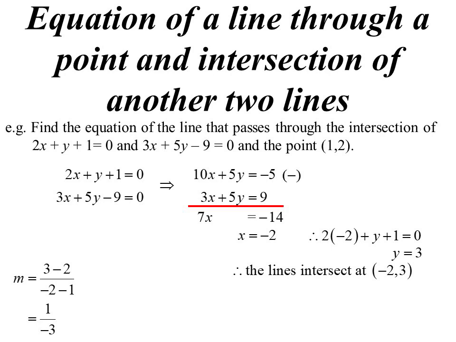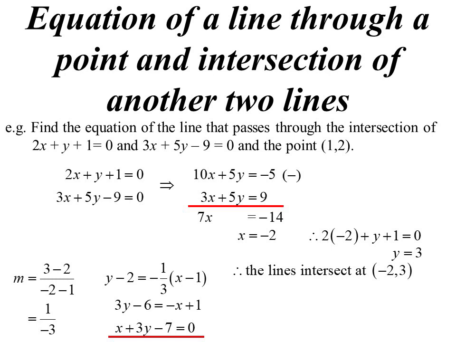Okay, we're finally there. We've got a point. We've got a slope. Let's put it in the point slope formula. Get rid of that fraction. There it is in general form. I've got the equation of the line. x plus 3y minus 7 equals 0. That's the long way. And that was a lot of work.